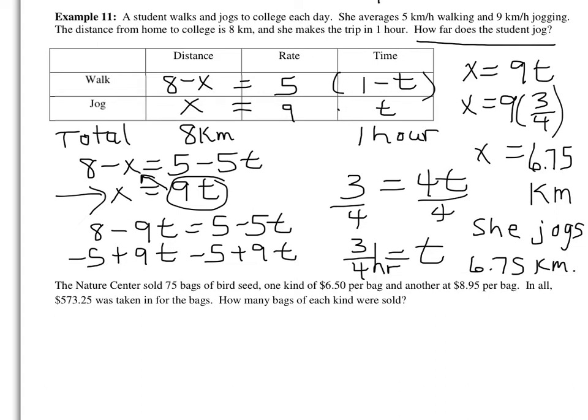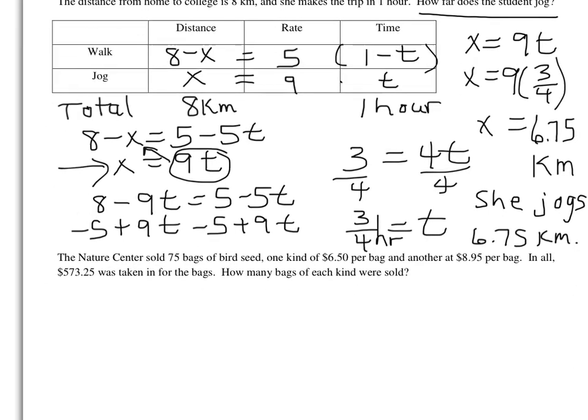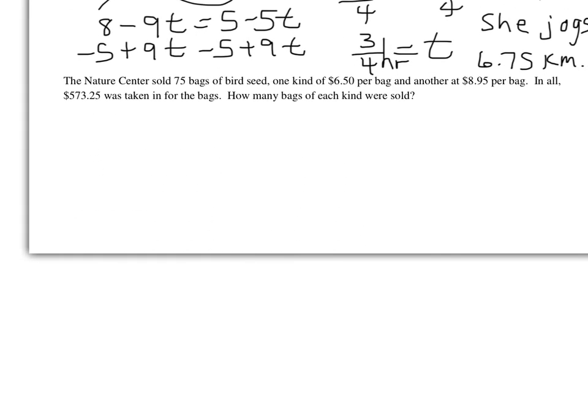Notice we solved for t, but that wasn't what we really wanted to know. But we could use that t value, that 3/4 of an hour, to find x, how far the student jogged. That's what we really wanted to know.